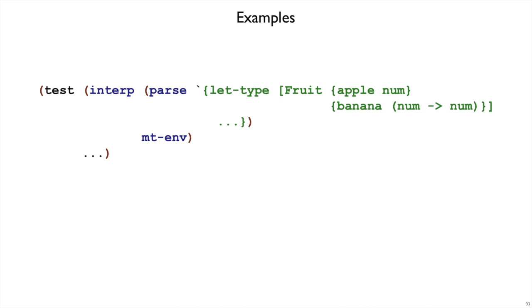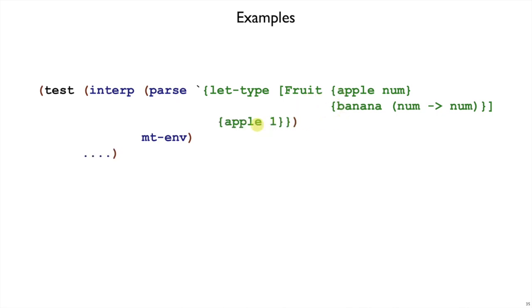Let's look at some examples of how interp and type check should work with let type and type case. In the case of interp with let type, the result of this interp is going to be the result of the body. If we have a 1 in the body, then we just return 1. So that wasn't so interesting. Let's write an example that does involve apple or banana.